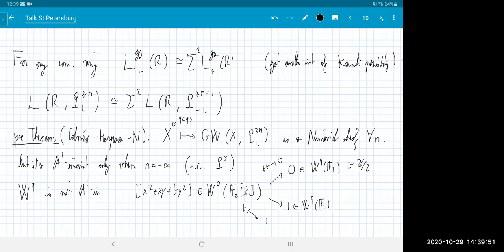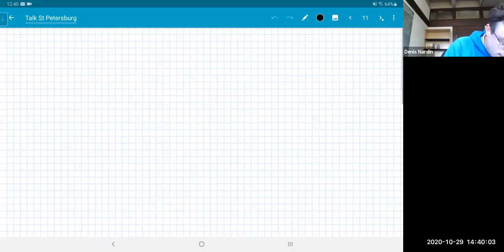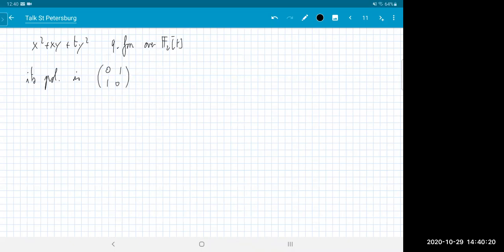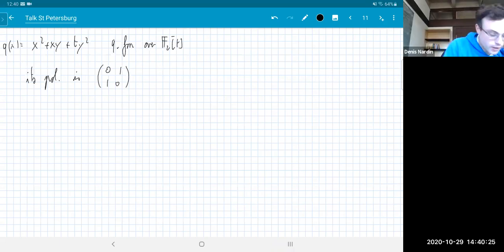Okay. I mean, does this form really belong to WQ? It doesn't look unimodular or something like that. Okay, let's look at this form closely. So this is a quadratic form over F2[T]. What is its polarization? Its polarization is exactly the form 0, 1, 1, 0. Ah, okay, right. And that's always unimodular.